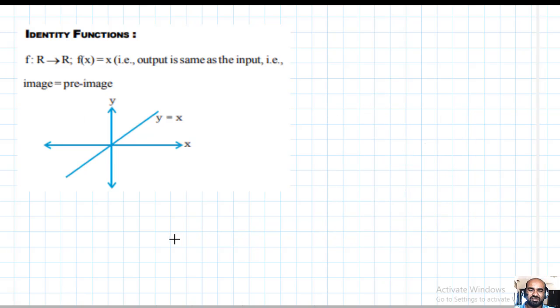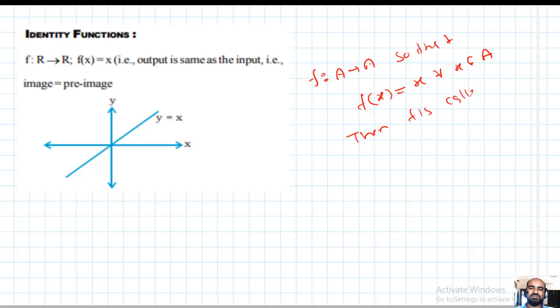I want to write the definition here. f maps A to A, so that f of x equal to x for every x belongs to the domain A. Then f is called the identity function, and it is denoted by I.